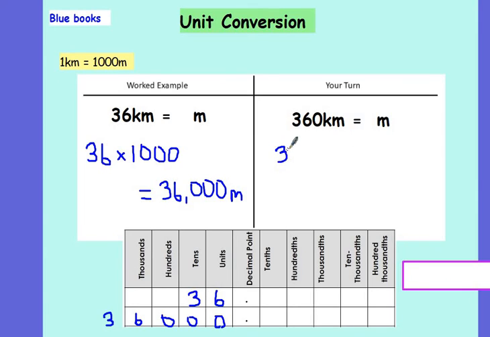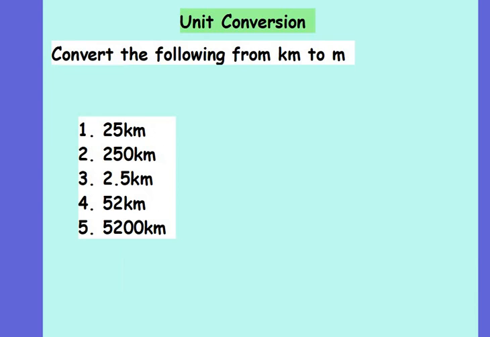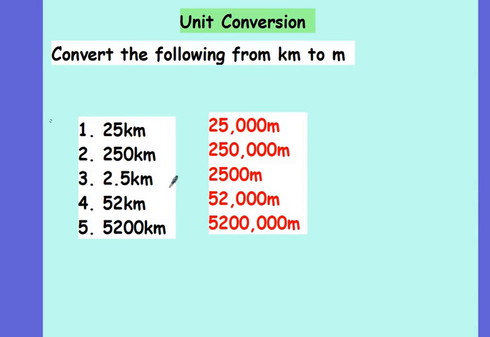Okay, let's go through the answer. This time I've got 360 times 1,000, which is going to give me 360,000 metres. Pause the video for 5 minutes, Year 9, and in your light blue books, can you convert these from kilometres to metres, remembering we're multiplying by 1,000 each time. And these are the answers I was looking for. Please check your work and see how you did.